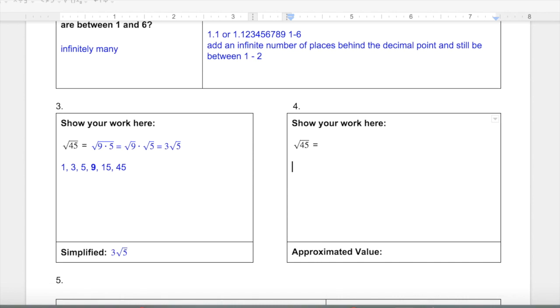Okay, to approximate the value, I'm going to think of a perfect square that is below 45. So a perfect square below 45 is going to be, what, 36? So 36. And that just so happens to be the same thing as 6. Okay, so then we get the square root of 45. And a square root higher than 45 is going to be the square root of 49, which is 7.